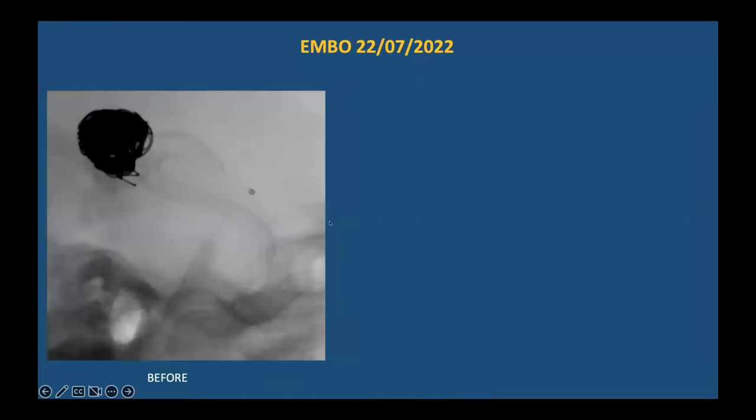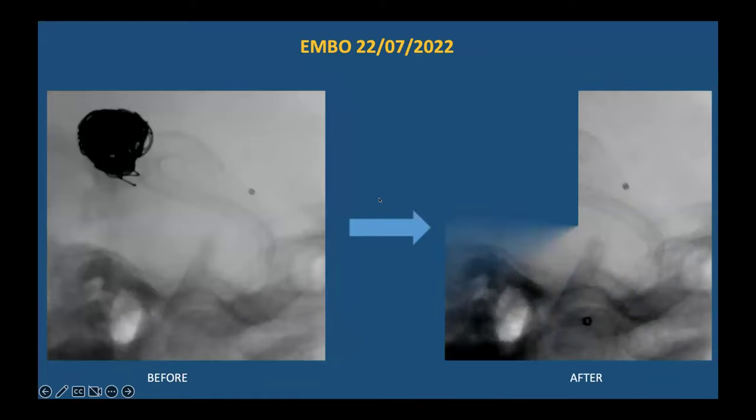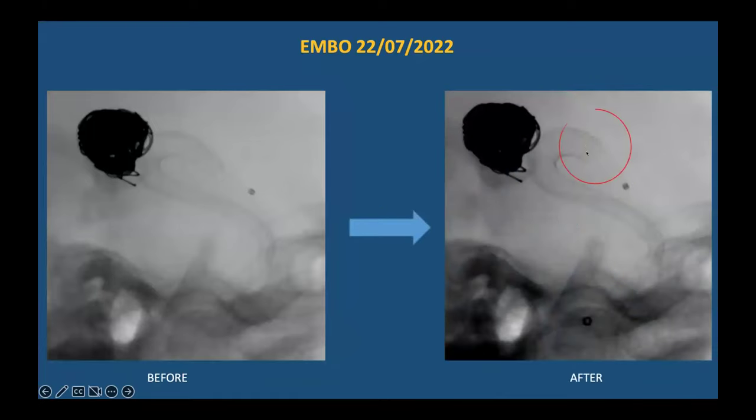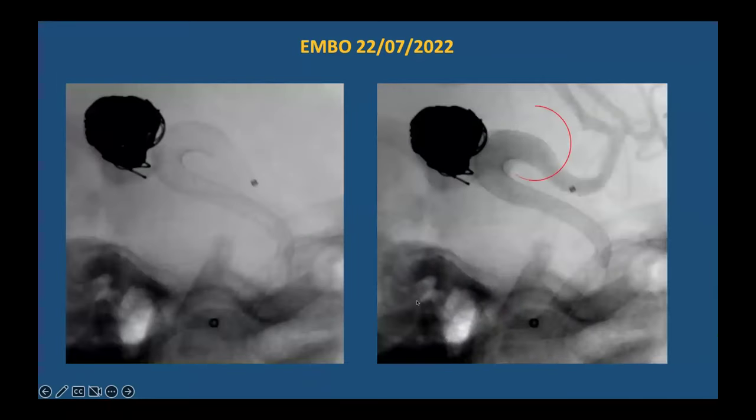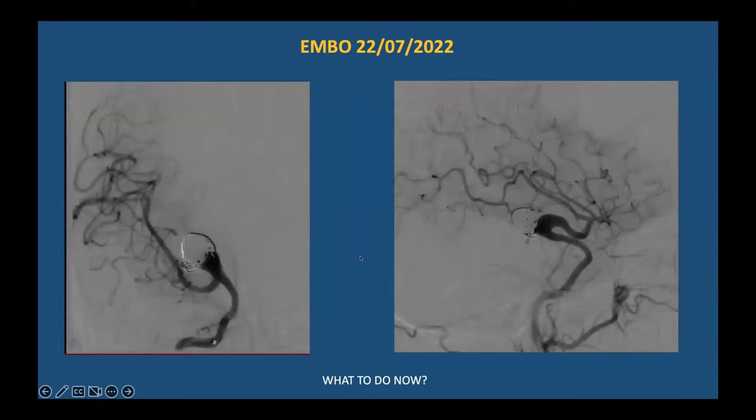But I renavigated to put another one, and just after renavigation, the pipeline went a little bit better. It was opposed to the wall. And so I had quite a nice result. I mean, there was not much filling left of the pouch. That was the control at this time.